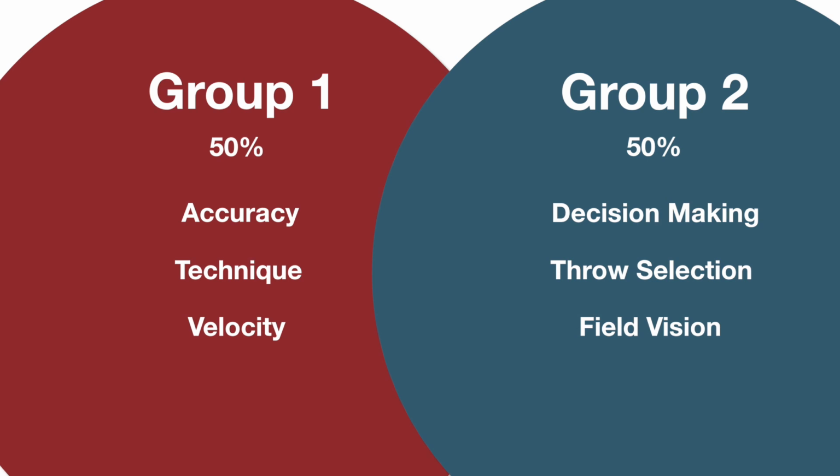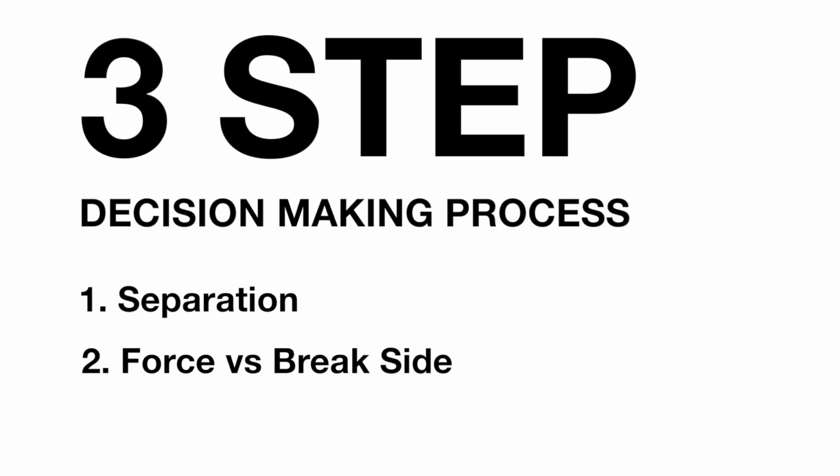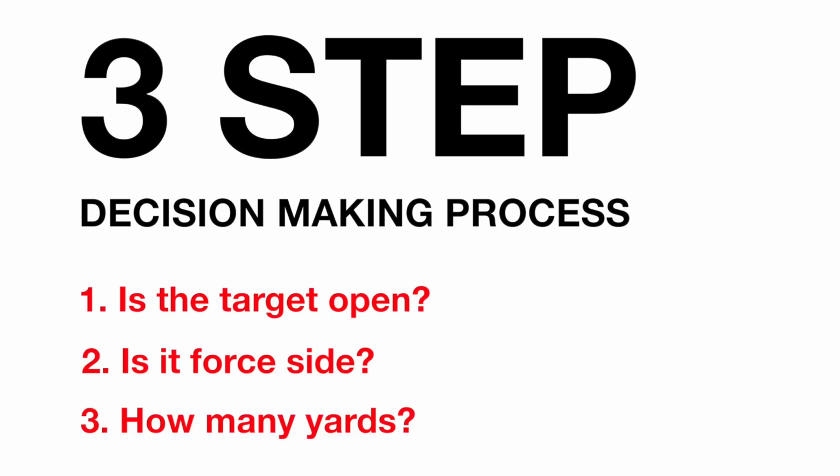This video is going over this skill right here. It's a Group 2 skill and it's very important. It doesn't matter how perfect your form is if you're throwing to people who aren't open. So I break down decision making into three main steps. Number 1, being able to accurately see the separation between players. Number 2, understanding foresight versus breakside difficulty. And number 3, understanding the importance of yards. So before every throw, these three things should be getting mentally checked off.